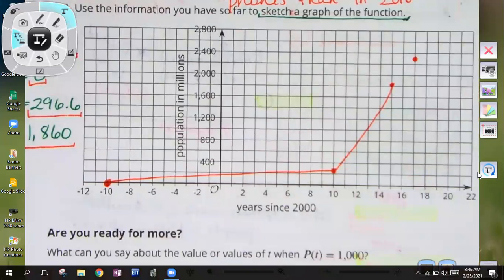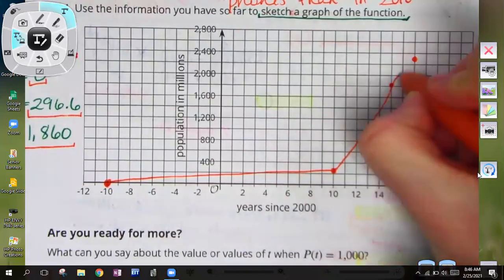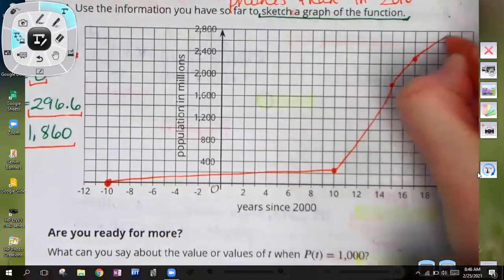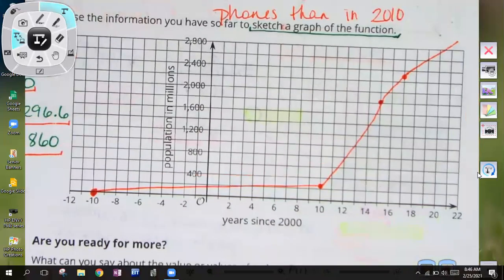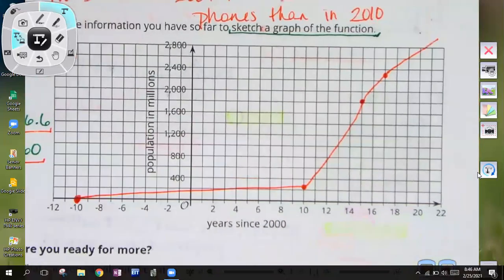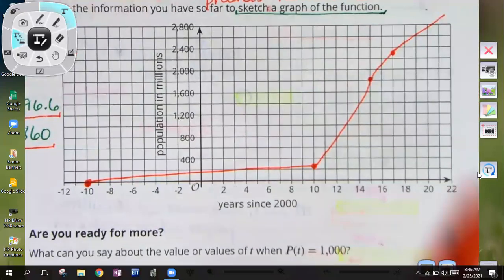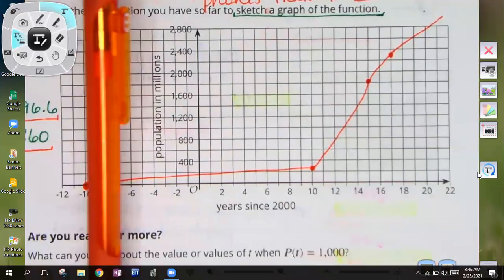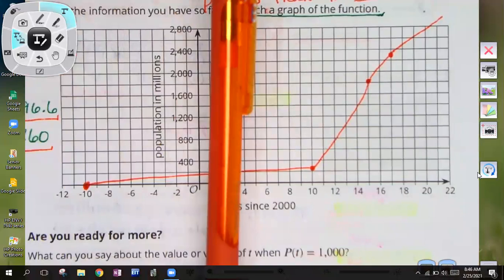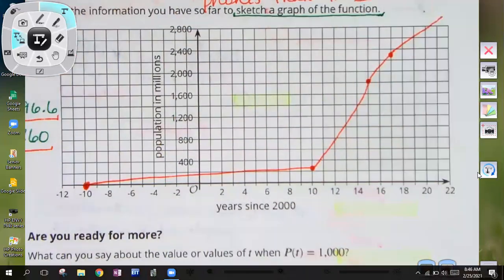Okay, and then from 2015, they increase again, and I'm just going to assume they continue to increase from there every year. Well, there's only a couple of years until 2022. All right, so now I can check, is this a function? Yes, it passes my vertical line test.